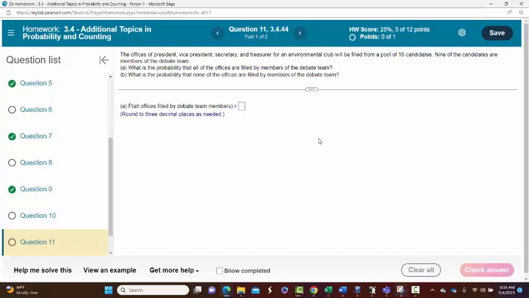This one could be interesting. Oh, okay, there we go. So we have to read this carefully on this one. President, Vice President, Secretary, Treasurer, that's going to be a permutation, a full pool of 16 candidates. 9 of those are members from the debate team. So what is the probability that all the officers are filled by the debate team?